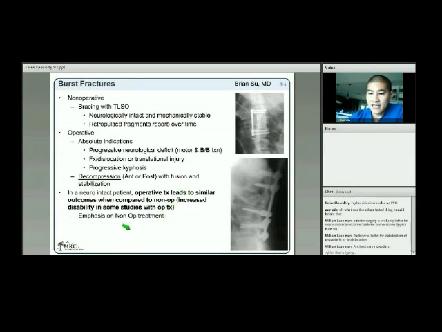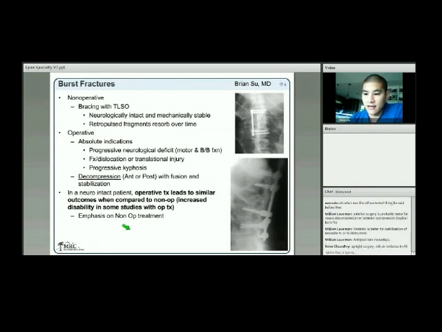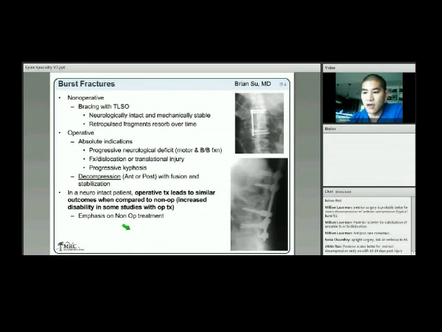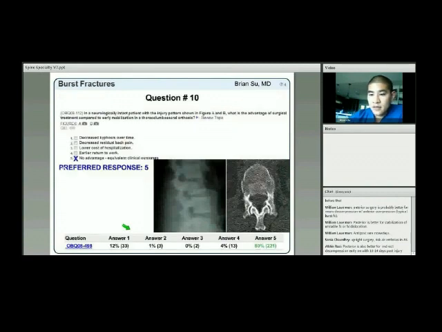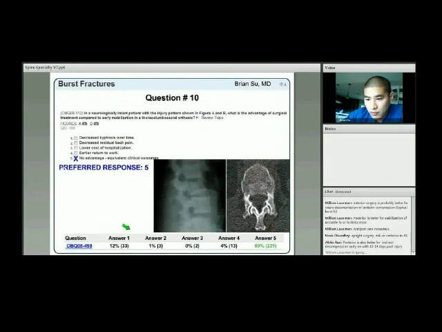In a neuro-intact patient, remember that operative treatment leads to similar outcomes compared to non-op. There have been multiple studies that basically look at burst fractures that don't have a horrible amount of instability. Patients do not have neurological deficits. And in fact, some of the studies show that patients have increased disability with operative treatment. So I think that in general, in the absence of neurological deficits, they really are going to push you towards non-operative treatment. So the answer here is no advantage, equivalent clinical outcomes. Most of you did choose that.